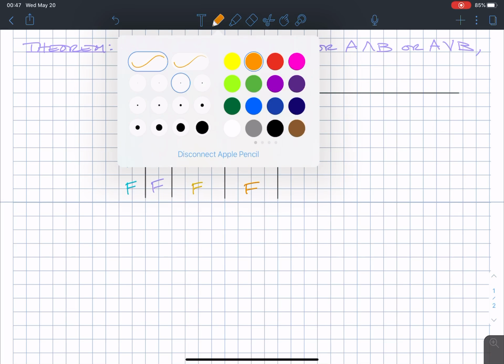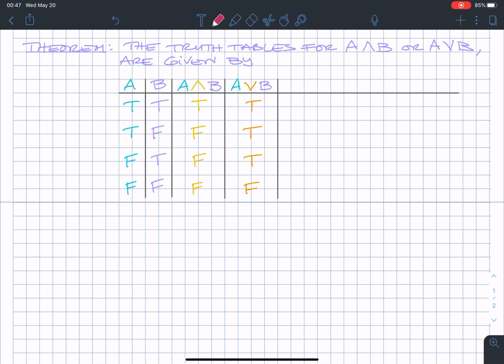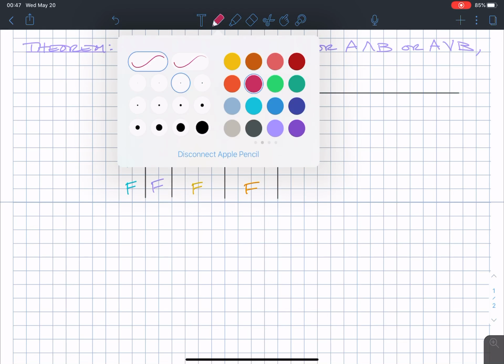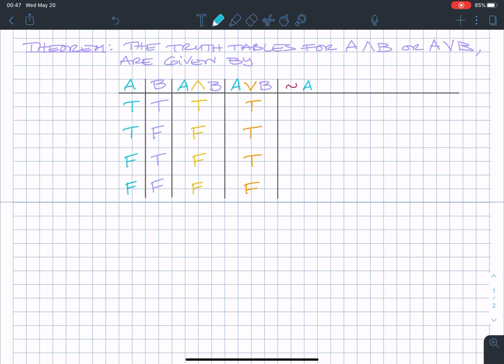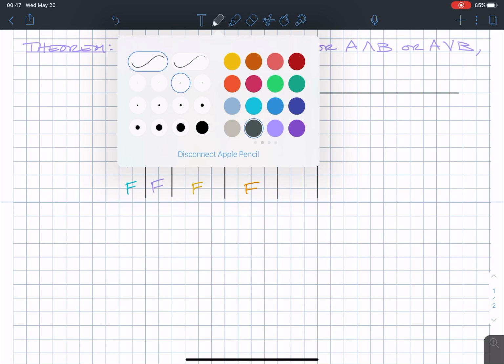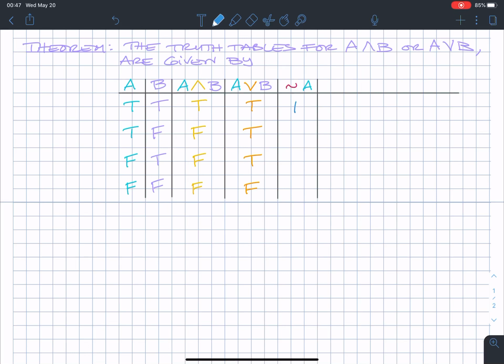Okay, now let's go ahead and tack on a couple more. Let's do not A. So the negation of A: when we negate true, we get false and vice versa. The negation of true is false. The negation of true over here is false. The negation of false would be true, and the negation of false would be true. So this would be not A, the negation.